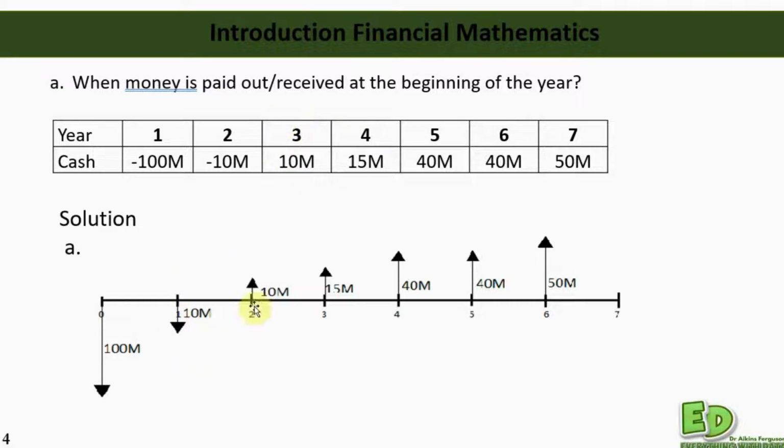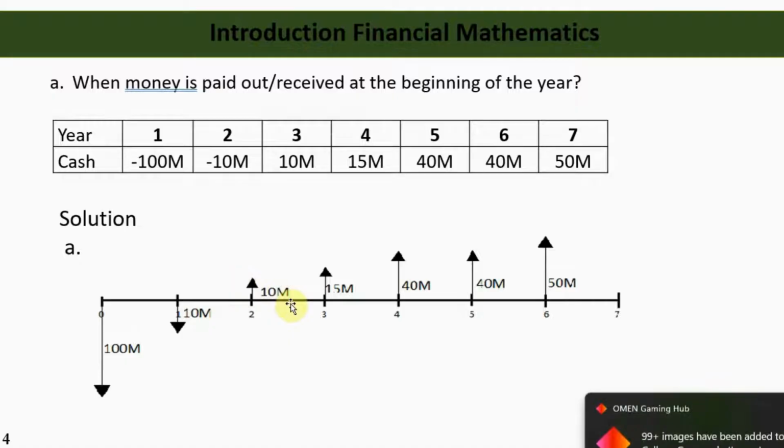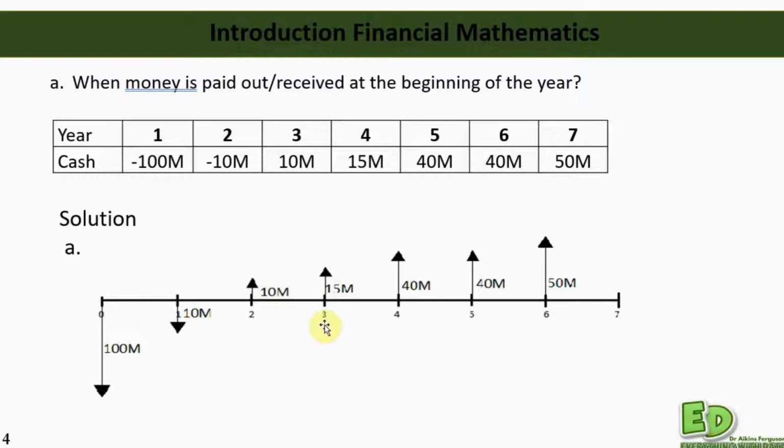Third year, beginning of year 3 is year 2. Inflow 10 million, it goes up like this, showing an inflow. Year 4, beginning of year 4 is the third year, showing a 15 million inflow. Beginning of year 5 is year 4, showing an inflow of 40 million. Beginning of year 6 is year 5, showing another 40 million. You see, this is the same because they are all 40 million inflow. Beginning of year 7 is year 6, showing another 50 million inflow.